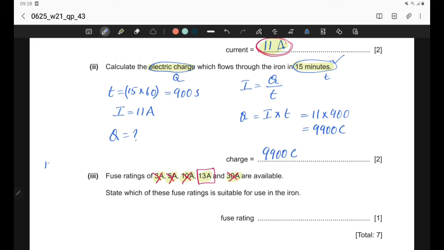The 13 ampere is the fuse value which is close to and higher than the current passing through the iron, which is 11 ampere. We have already calculated. So we can write the proper fuse rating must be a 13 ampere fuse.